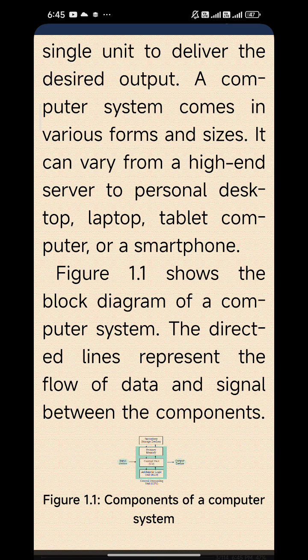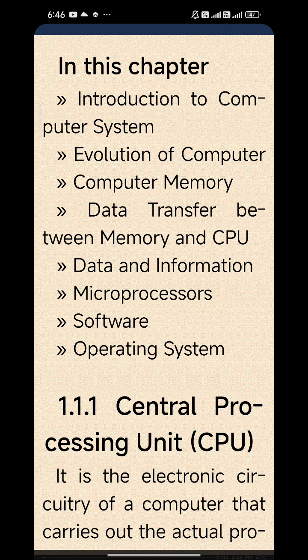Secondary storage device, primary memory, control unit, arithmetic logic unit, central processing unit, input, output. Figure 1.1 Components of a computer system. In this chapter: Introduction to Computer System, Evolution of Computer, Computer Memory, Data Transfer between Memory and CPU, Data and Information, Microprocessors, Software, Operating System.